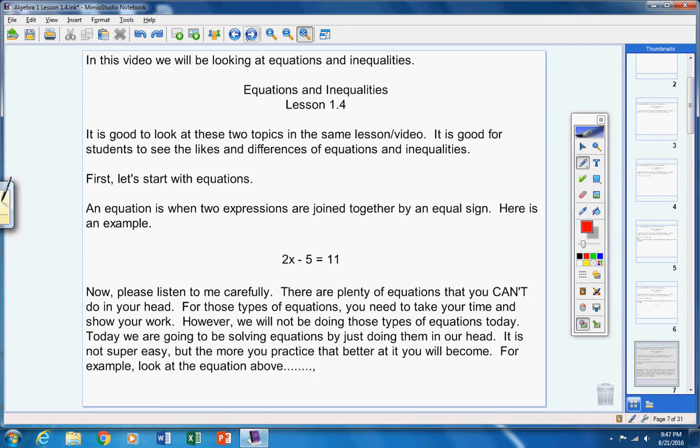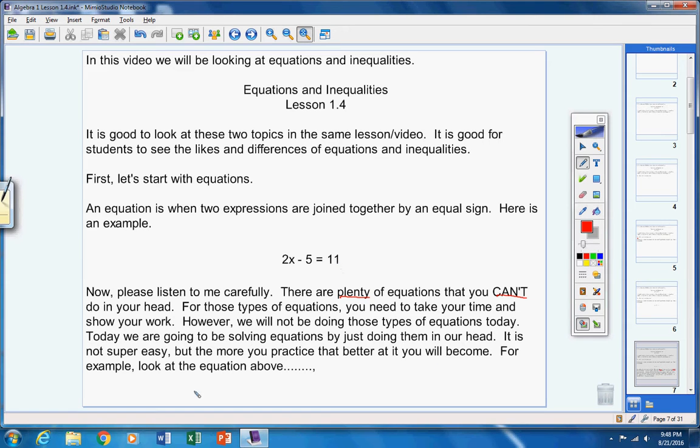Now, please listen to me carefully. There are plenty of equations that you cannot do in your head. For those types of equations, you need to take your time and show your work, and I will teach you how to do that later on this school year. However, we're not doing those types of equations today. Today we are going to be solving equations by just doing them in your head. It's not super easy, but the more you practice, the better at it you will become.